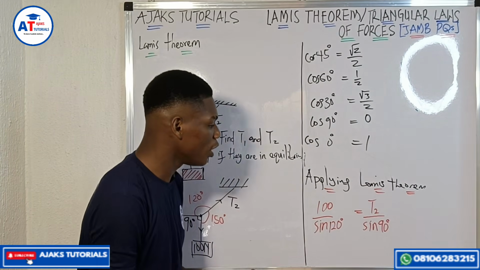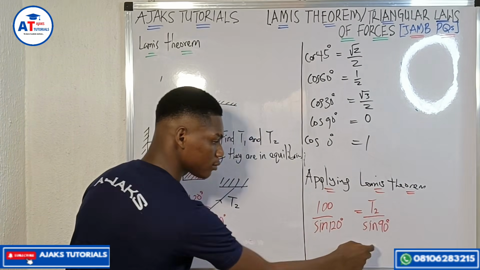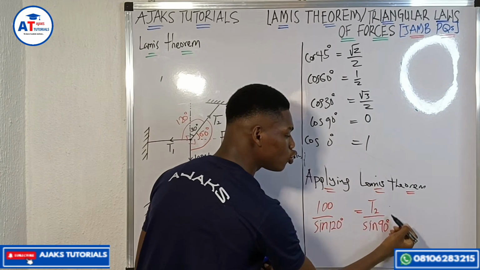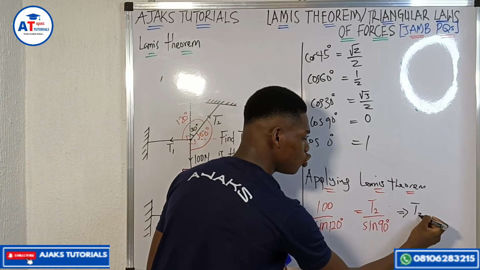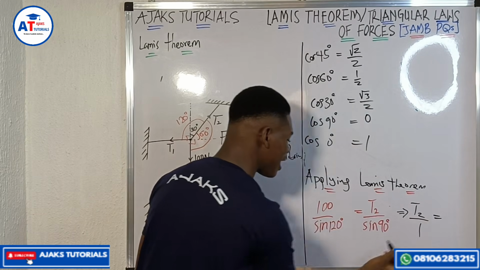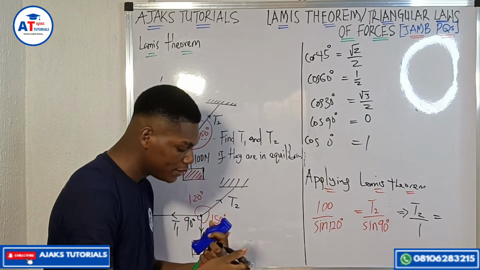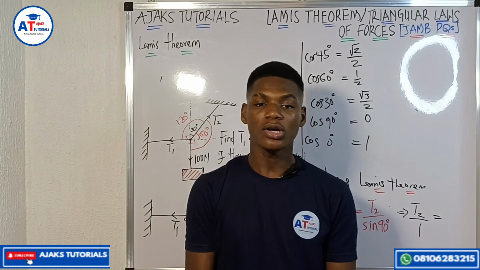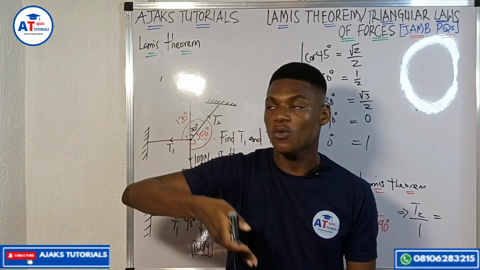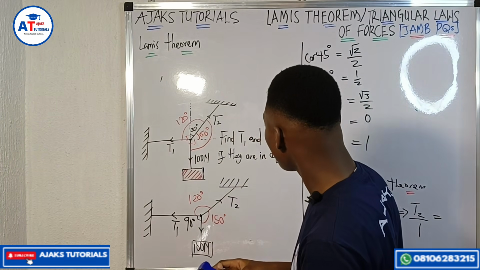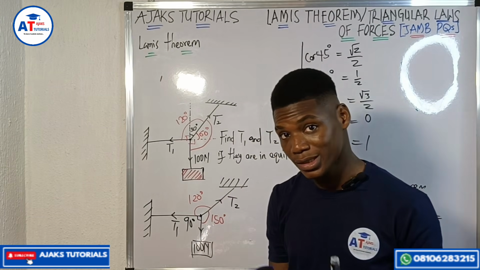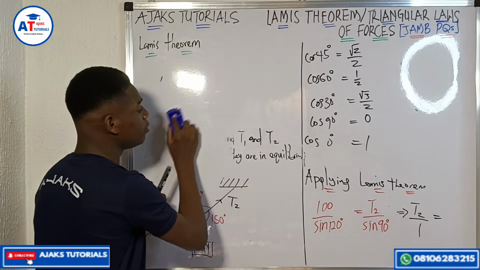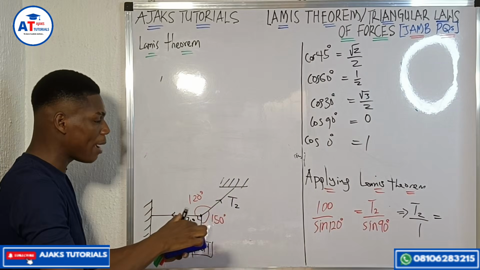Alright, now follow me. Sine 90 is 1. We just finished doing that. So it means that T2 over 1 is equal to, class, sine 120, which is the same thing as sine 60. Why? Because sine is positive in the second quadrant. This is what I mean by quadrant. I will have to clean, so please just follow me.